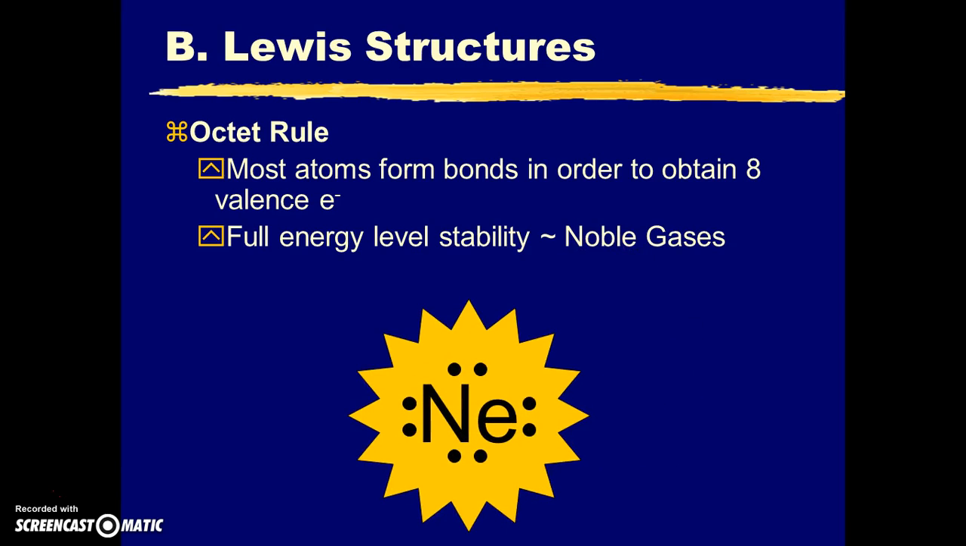The reason they want to have 8 is because that makes them stable. It gives them a full energy level between the S and the P blocks. The noble gases already have 8 valence electrons, and that's why they don't need to bond with any other elements in order to increase their stability, because they are already stable. They already adhere to the Octet Rule.